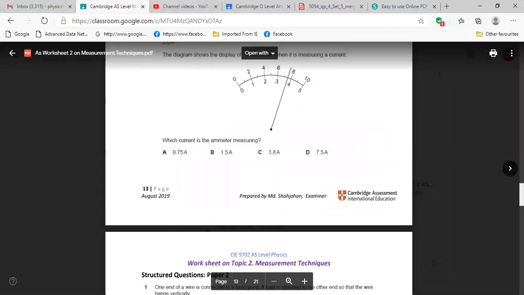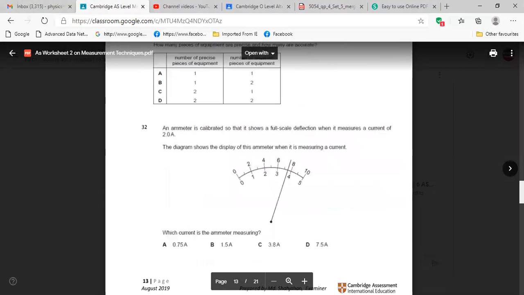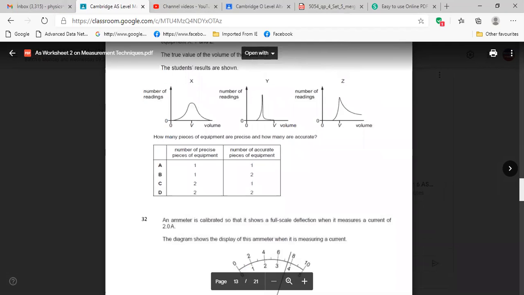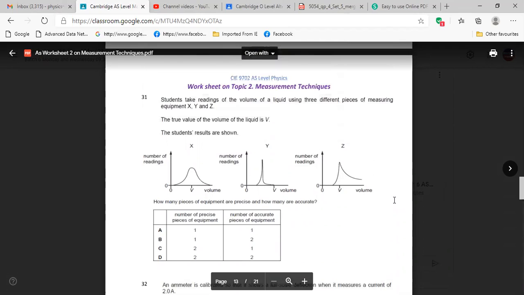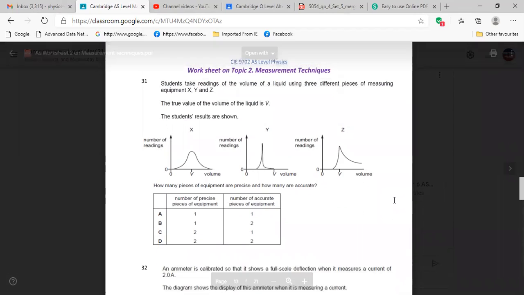Look, these two we did before, right? We have this one also left. Question 31 is left. Okay, do 31. 32 we did, but 31 is left. Yeah, do it, 31.